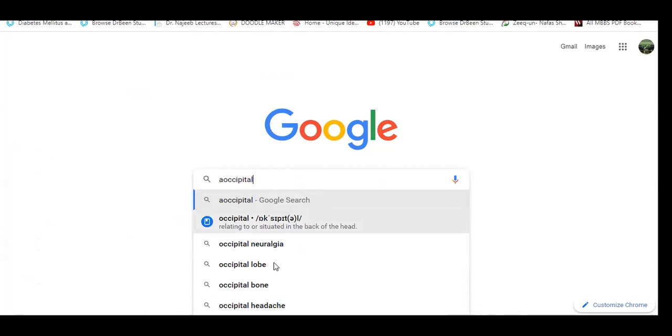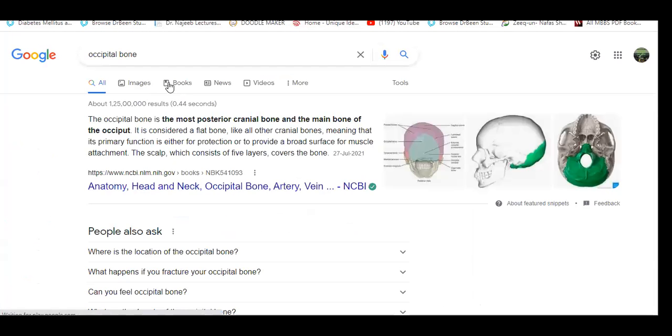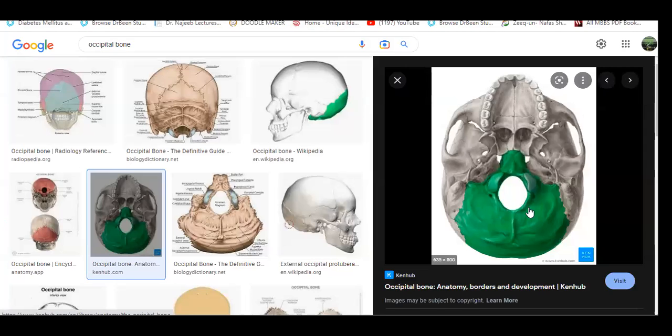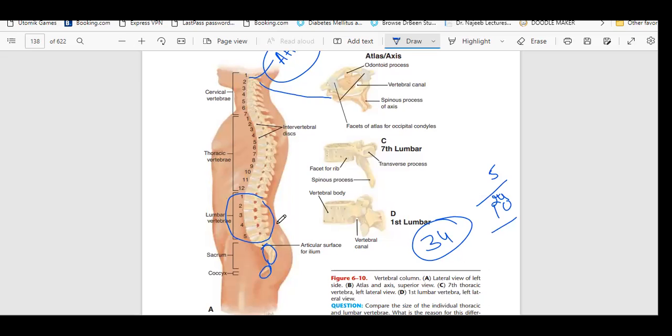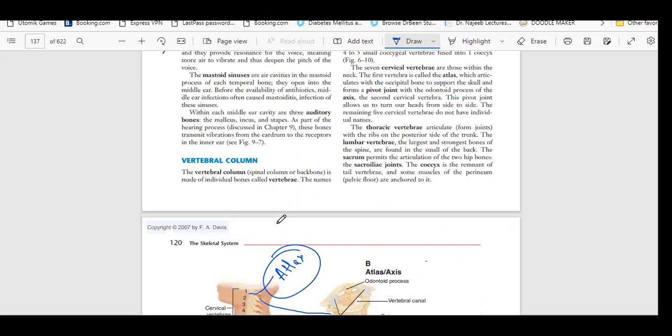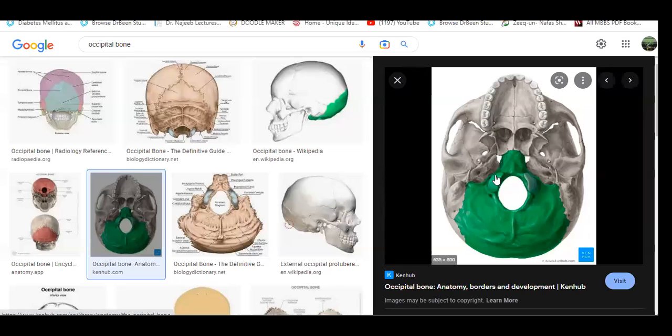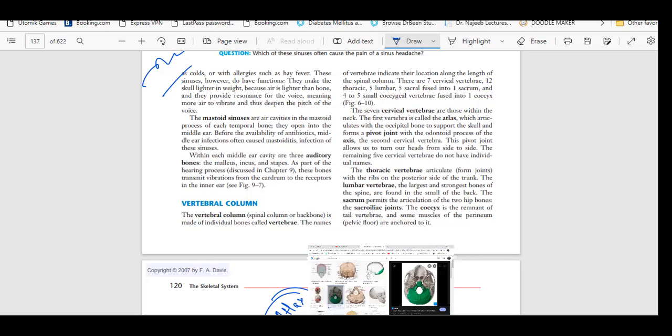Occipital bone. So you can see that this is the occipital bone. This is the foramen magnum. So here the axis will attach. Then an axis is attached.